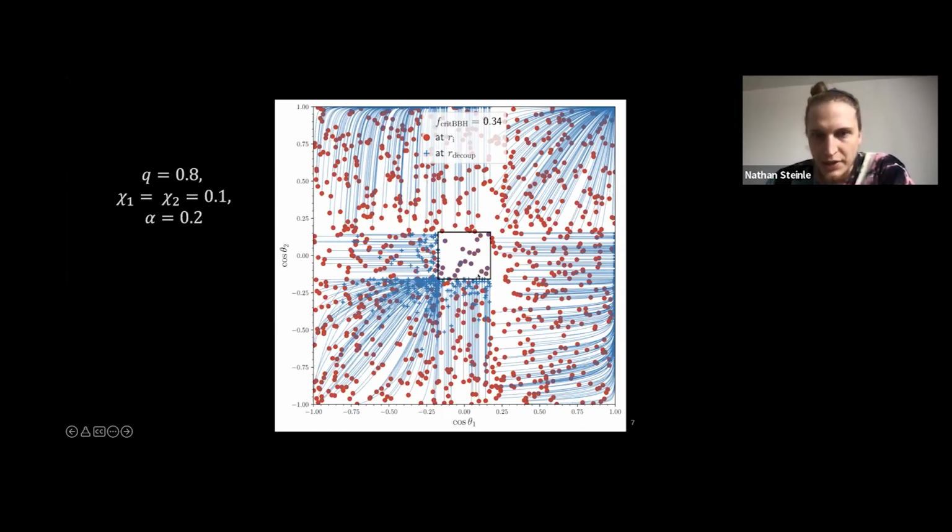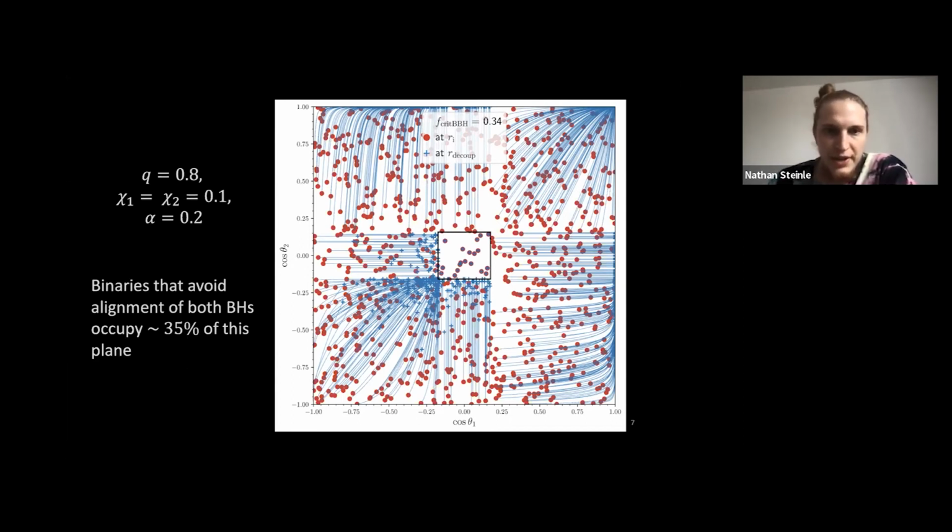Binaries that are initialized in this little black box that I have imposed on this figure start their disk migration at a critical configuration, so their misalignments don't evolve during disk migration. And binaries in this larger orange box I made here, this contains the region of binaries that avoid complete alignment of either black hole. So both spins are misaligned. And that region is occupied by about 35% of the binaries in this case.